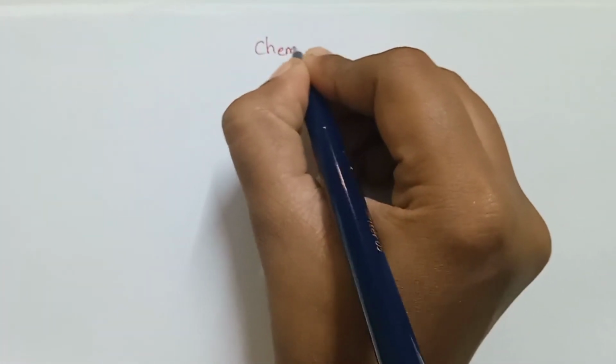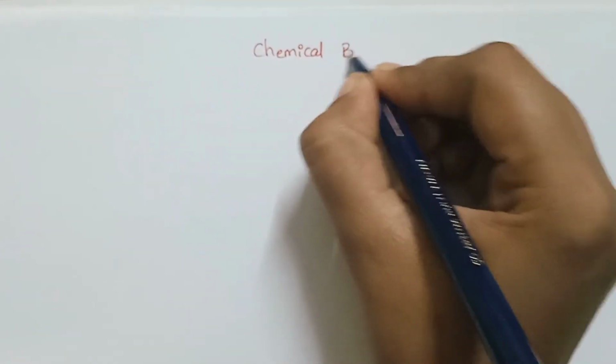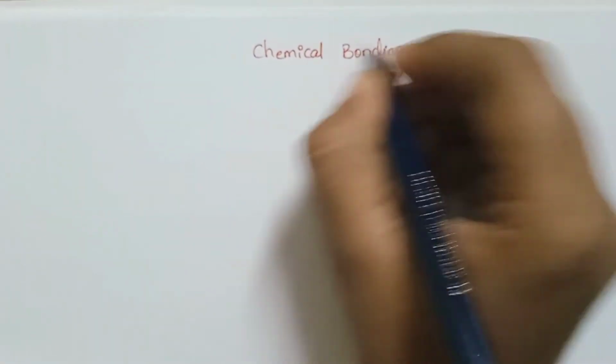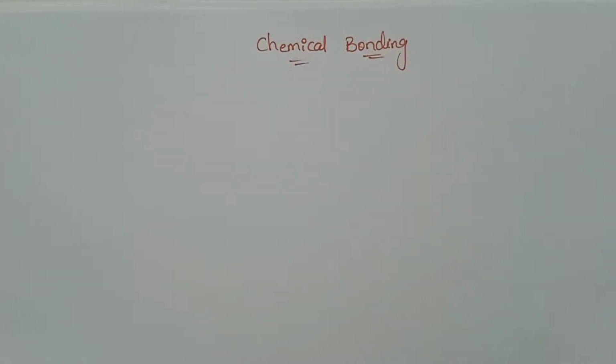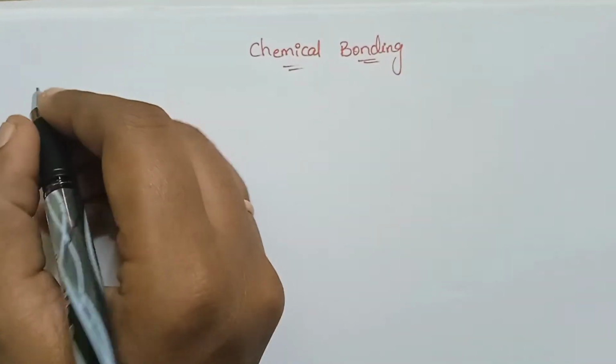So today's topic is one of the most important topics, that is chemical bonding. So what is chemical bonding? The actual force between atoms which can hold them together as a molecule or ion is known as a chemical bond. So chemical bond formation is an exothermic process.